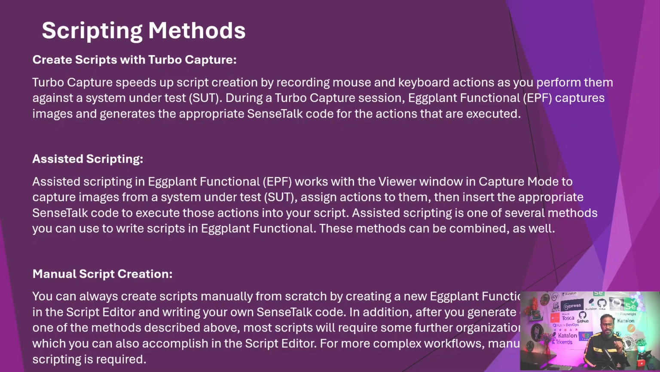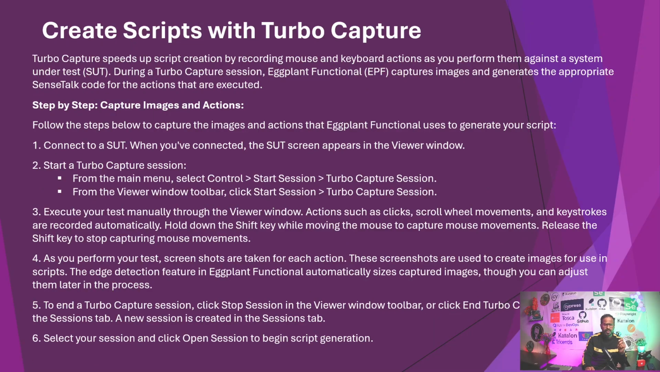Now, as I told you, let us concentrate on creation of basic scripts with the first method, turbo capture. So this is very important. This is where we are going to start automating our first test case. The following is the procedure that you need to follow to create basic scripts with turbo capture by using Eggplant Functional. As I told you earlier, turbo capture speeds up script creation by recording mouse and keyboard actions as you perform them against your system under test.